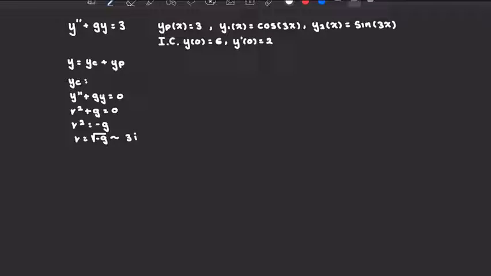And we all know this is a complex case, so we're going to use the third case for this, where the equation is equivalent to yc equals e to the alpha x multiplied by cosine beta x plus sine beta x.